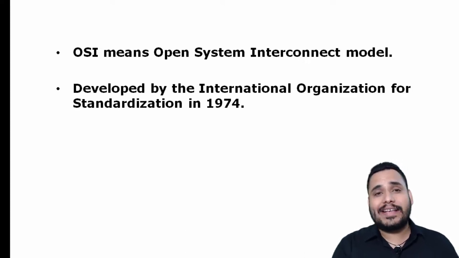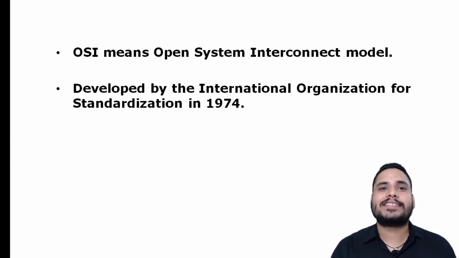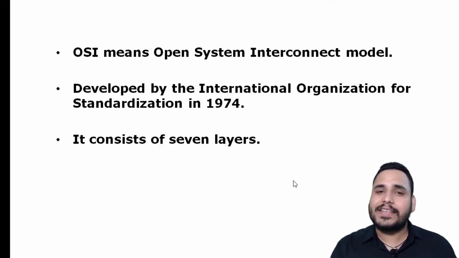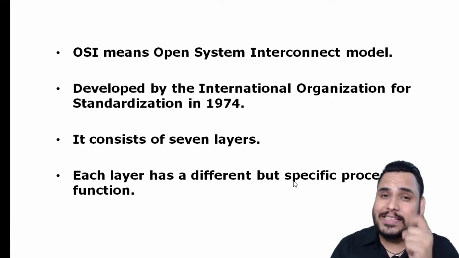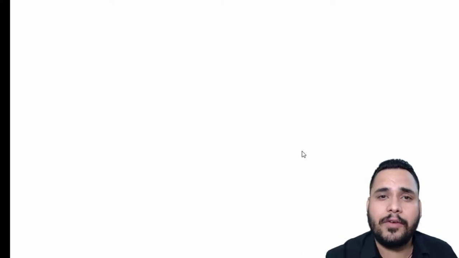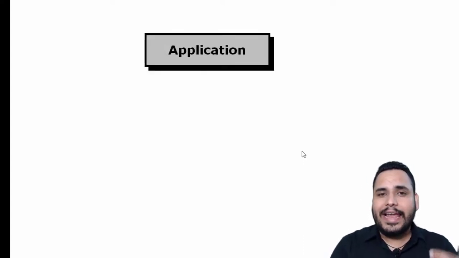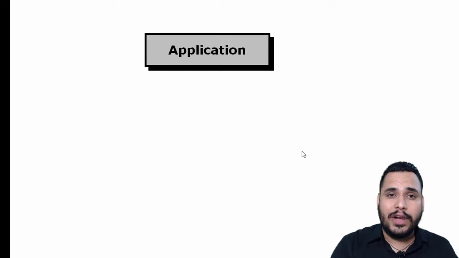After that, OSI was developed by the International Organization for Standardization in 1974. It consists of 7 layers and each and every layer has a specific processing function. Now, what are the specific processing functions? Let's discuss it. First of all, we will discuss the layers from layer 7 to layer 1.